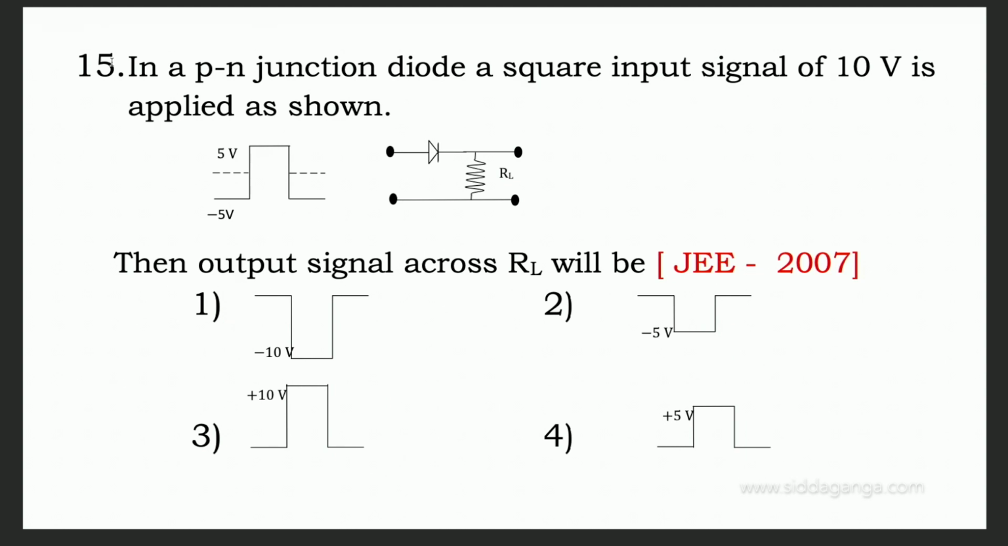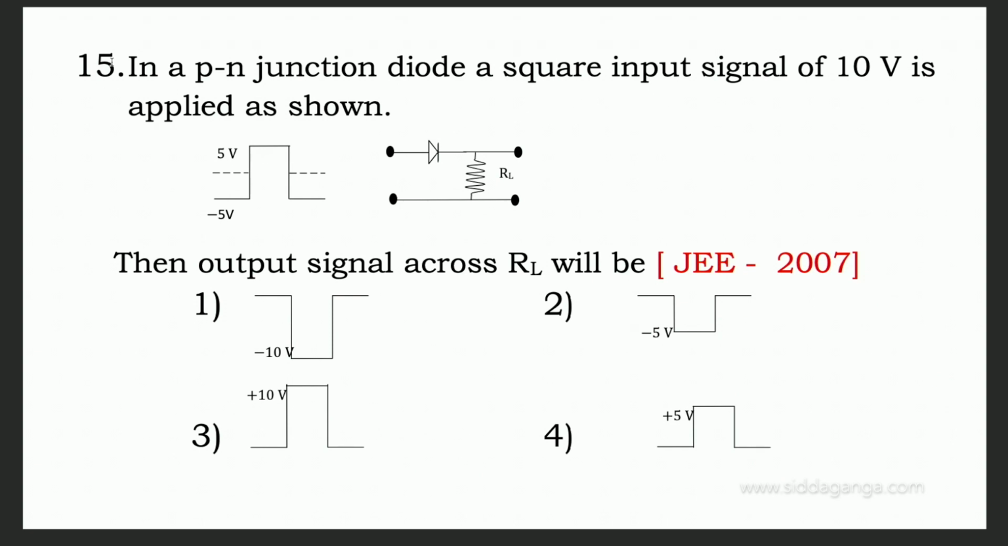In a PN junction diode, a square input signal of 10 volt is applied as shown. So let us see the figure here. They are given an input, this is 5 volt. There is a diode and a load across which the output is drawn. This is above 5 volt, here minus 5 volt, and this is 0. Across the load resistor, you have to take the output.